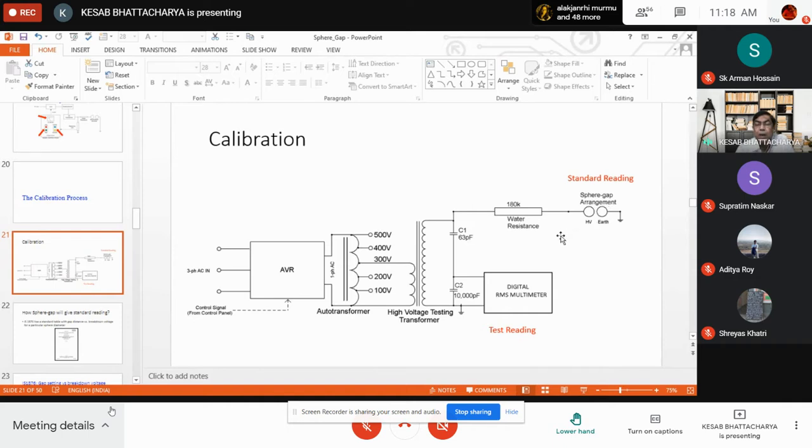Now, one thing I should say here: using a sphere gap is a standard peak voltage measuring device. Therefore, for any standard sphere and its gap distance, what will be the breakdown voltage at STP, standard temperature and pressure? That is also mentioned in the IS 1876.